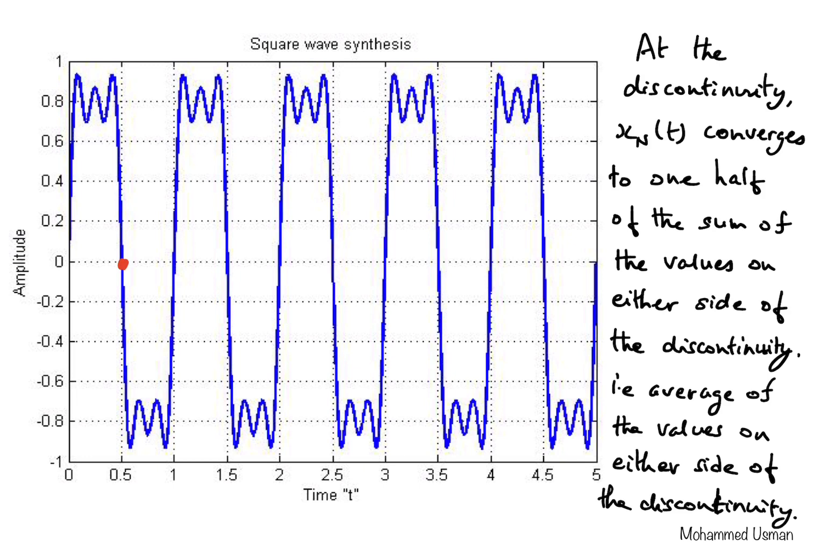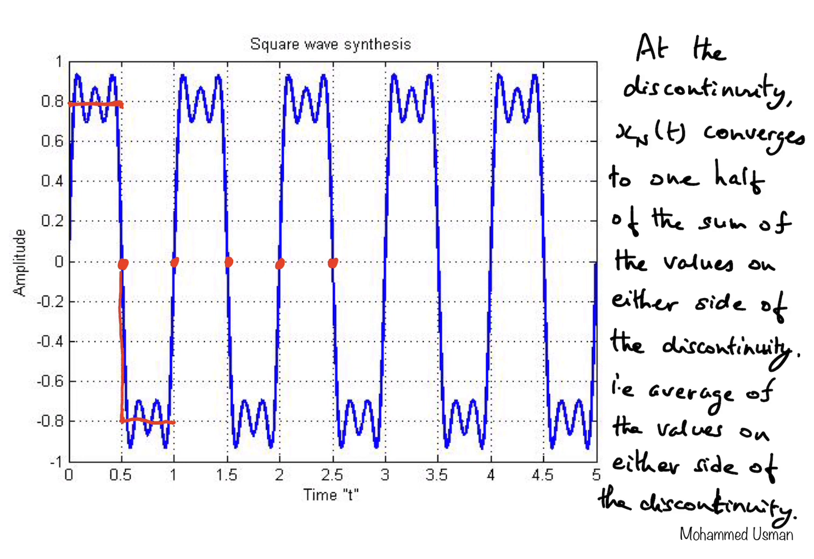So at 0.5, the average value is 0. Similarly, at 1, it is the average of minus 0.8 and plus 0.8, which is 0. At 1.5, it's also 0. So at each of the discontinuities, the value of the synthesized waveform xn of t is equal to the average of this positive peak, that is the value on one side of the discontinuity, and the value on the other side of the discontinuity. So that's the value we have here.